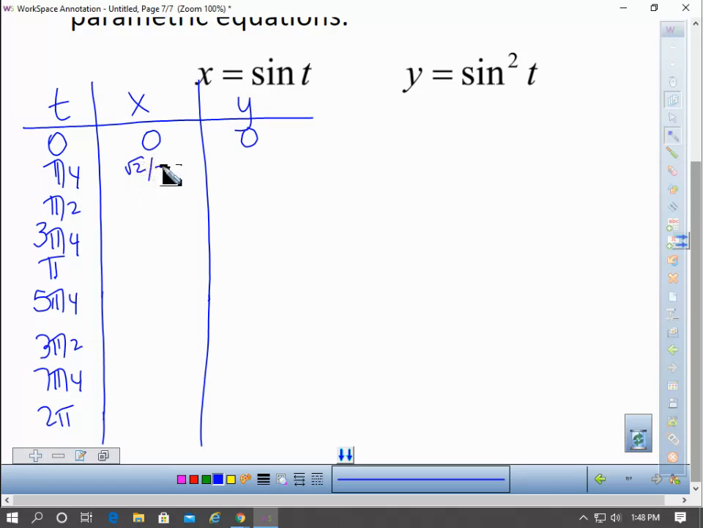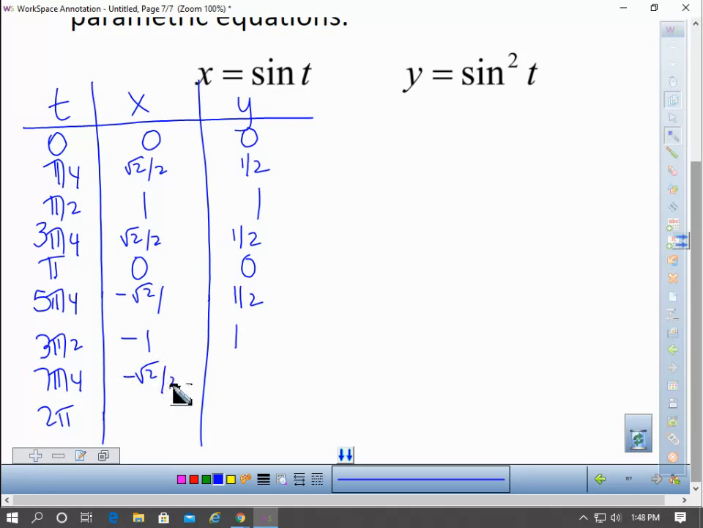So I'm going to fill them in for you. Radical 2 over 2 and then 1/2 here. For pi over 2, it's 1, 1. For 3 pi over 4, it's radical 2 over 2 and 1/2. For pi, it's 0, 0. For 5 pi over 4, it's negative radical 2 over 2 and 1/2. For 3 pi over 2, it's negative 1, 1, excuse me. For 7 pi over 4, it's negative radical 2 over 2 and 1/2. And then for 2 pi, it's 0, 0. So again, that's just plugging in these t values into each of these parametric equations and getting the x coordinate and the y coordinate.